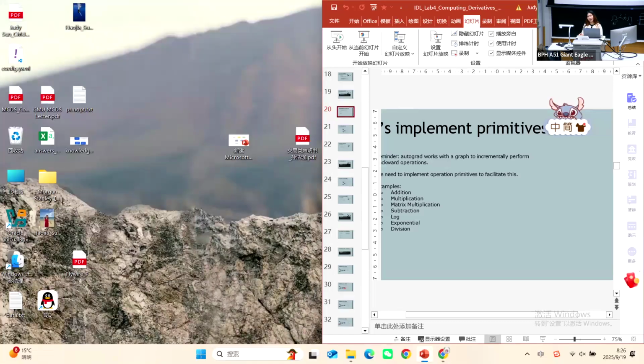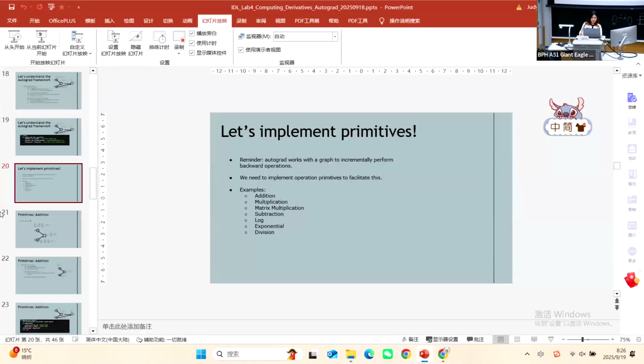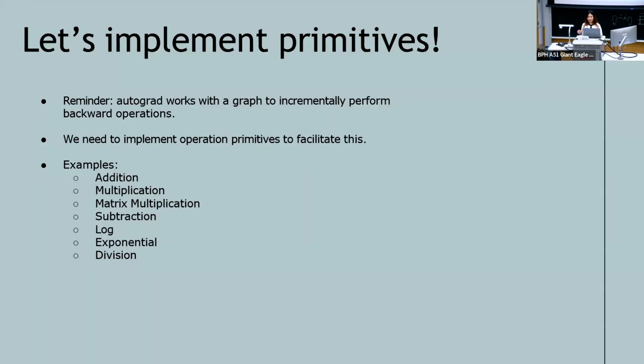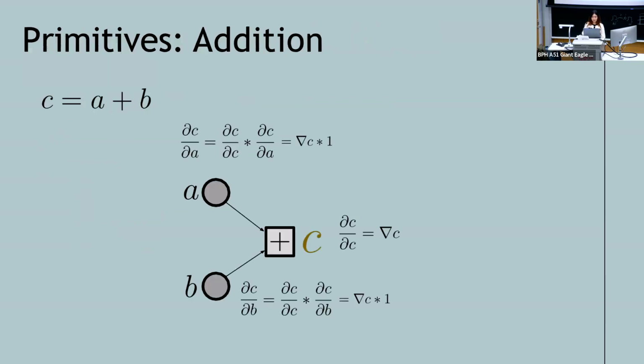So now we have finished the exercise of constructing the node class. For constructing the forward pass in the computational graph, we also need the primitive operations. Examples are addition, multiplication, matrix multiplication (matmul), subtraction, as well as some nonlinear functions like log and exponential. We will walk through them one by one to see how we implement these primitive operations.